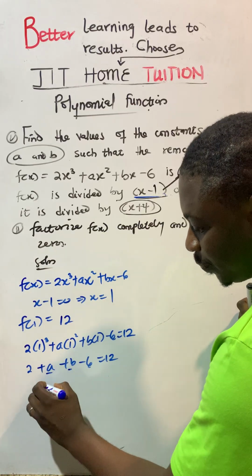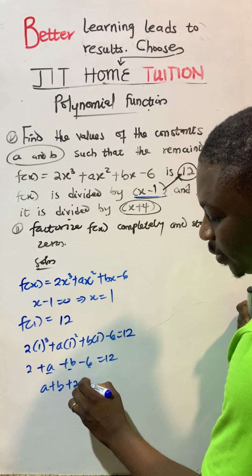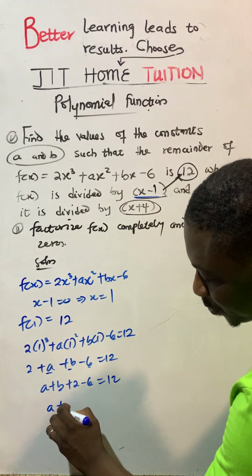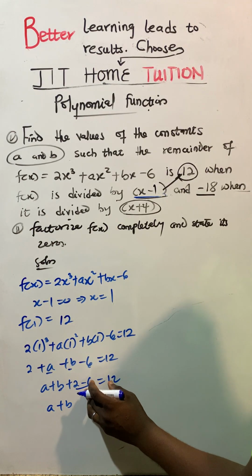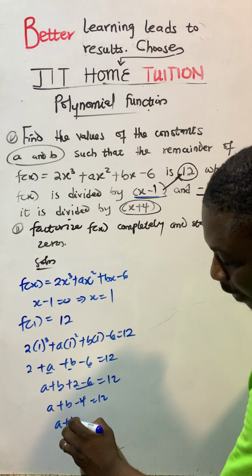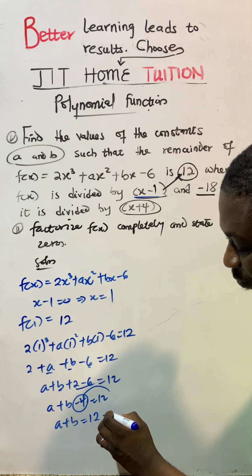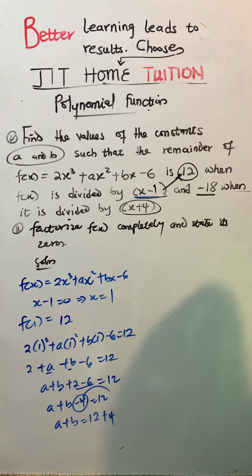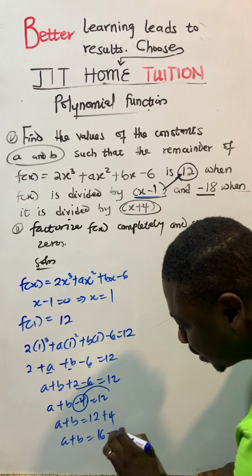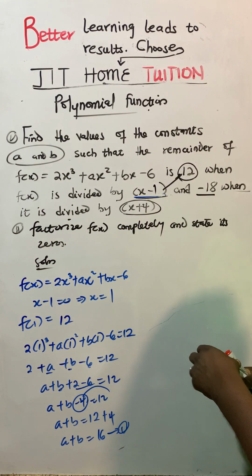So you add a plus b, and you have 2 plus a plus b minus 6 equal to 12. That will give you a plus b, and it will reduce the constants to negative 4 equal to 12. You have a plus b, and this one will move here, giving you 12 plus 4, okay? So you have a plus b equal to 16, and this is equation 1. I hope you are following.